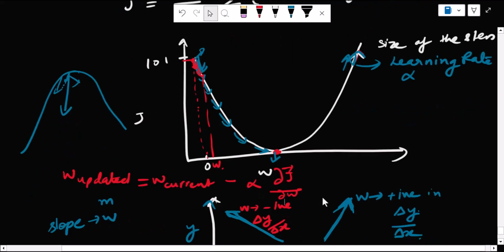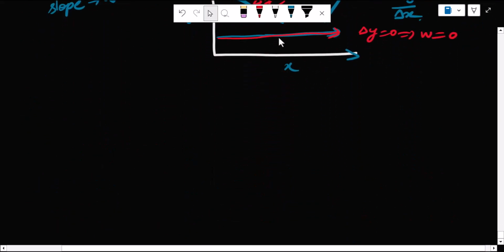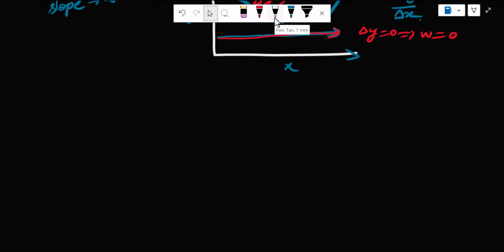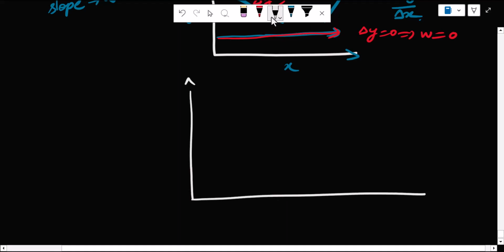Let's make it more clear now. I have introduced one more thing over here, which is the derivative of the cost function with respect to w, and don't worry, I'll be talking about it in some time. So let's draw the curve again. So we have this curve between J and w.